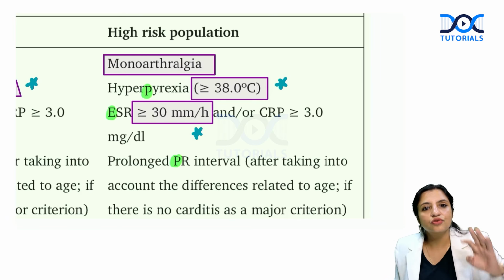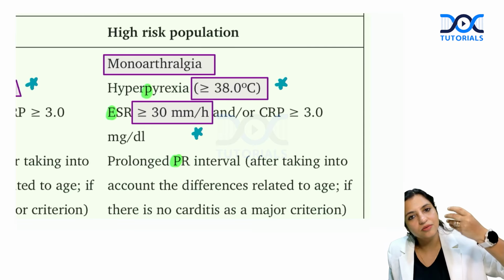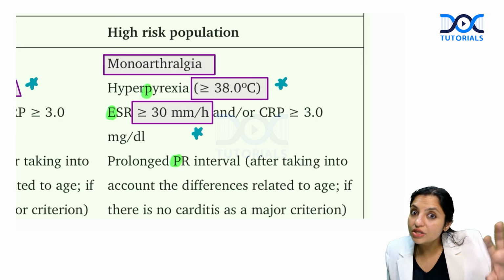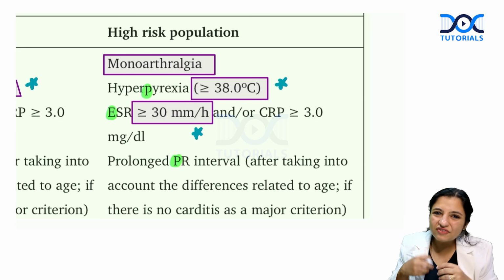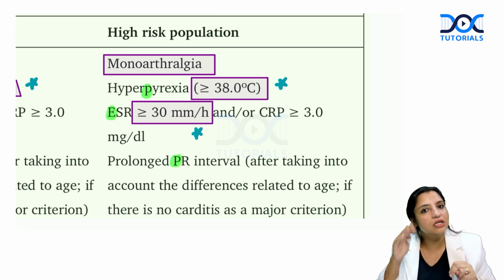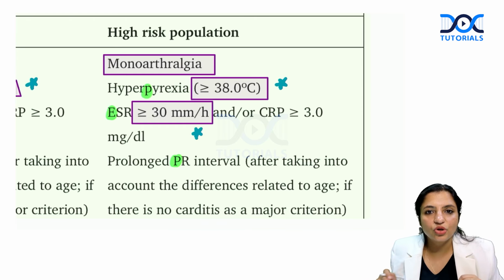monoarthralgia. So we have already taken that polyarthralgia in high risk is a major criteria, polyarthritis major criteria, monoarthritis major criteria. Now even if you have monoarthralgia in high risk population, you should get activated, it should be taken as a minor criteria. So remember that point always. Okay, so that is about high risk and low risk differences.